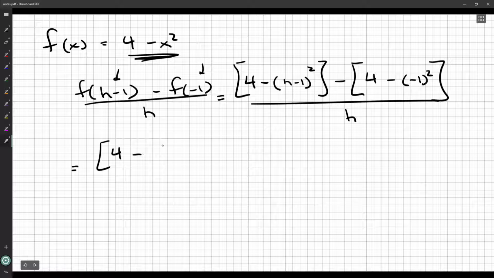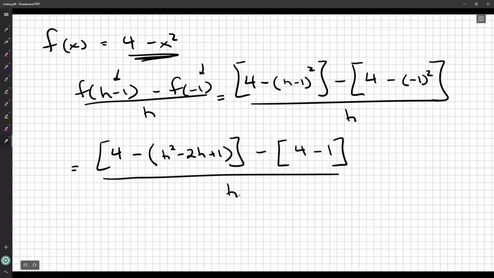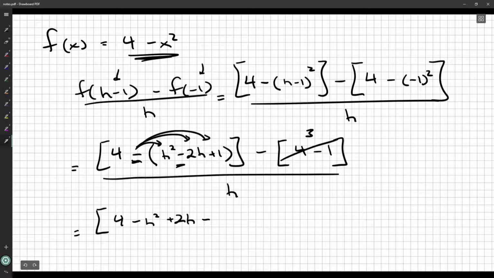So 4 minus h minus 1 squared, we'll get h squared minus 2h plus 1. And then minus 1 squared is just going to be 1, so we'll get 4 minus 1 here. Okay, so that's going to be 3. What's going on up here in the square brackets? We should distribute the minus sign here. So we'll get 4 minus h squared minus minus 2, so that'll be plus 2h, and then minus 1. Okay, and then I'll subtract that 3, over h.